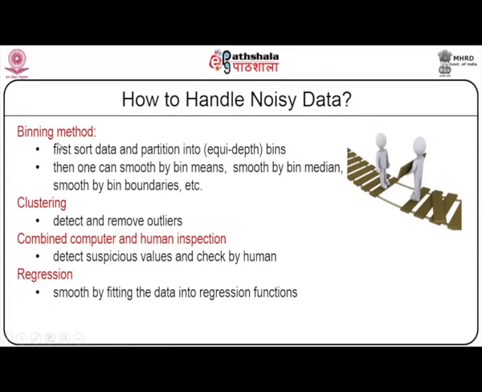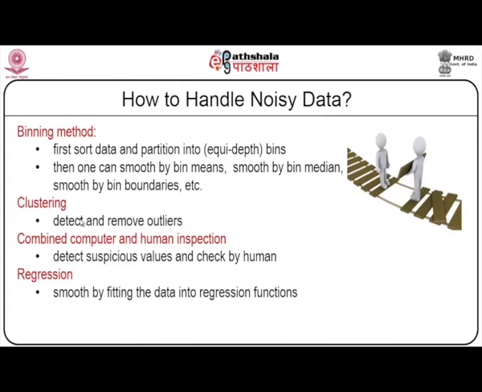The first method to handle noisy data is the binning method, where we first sort data and partition it into bins. Either it could be equi-depth bins or equi-width bins. By keeping several bins, we can partition the data into equal values. Then one can smooth by bin means, smooth by bin median, or smooth by bin boundaries, etc.